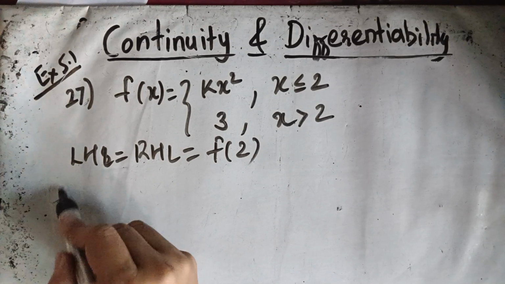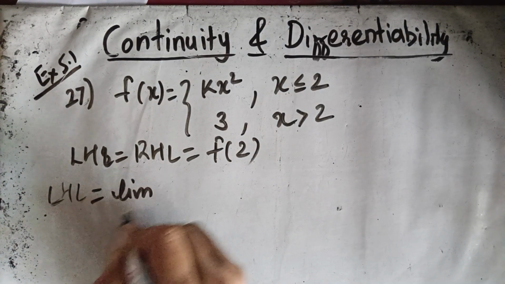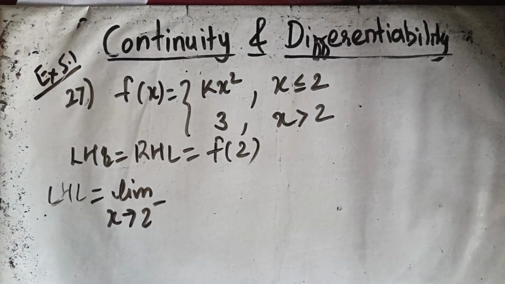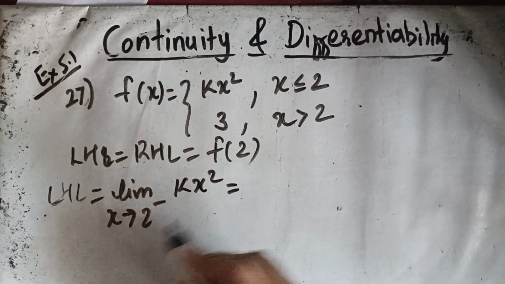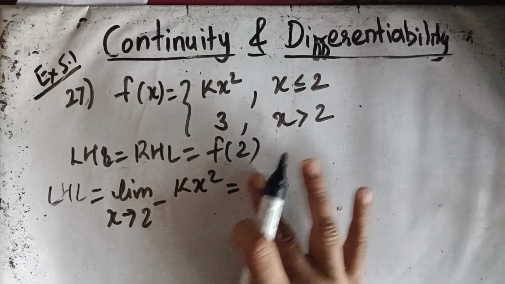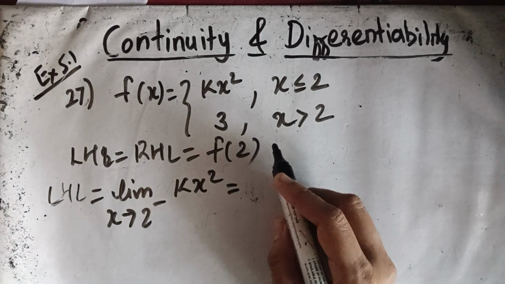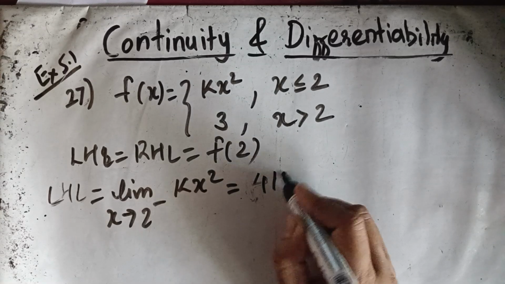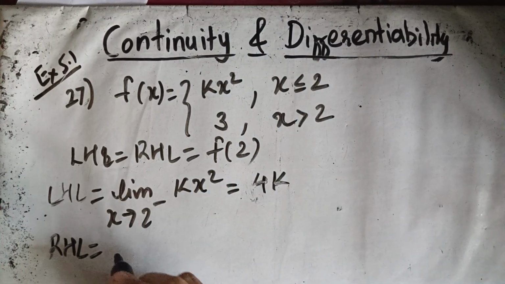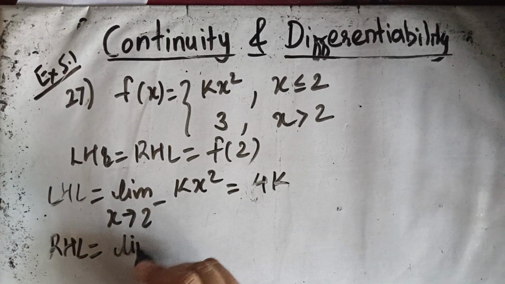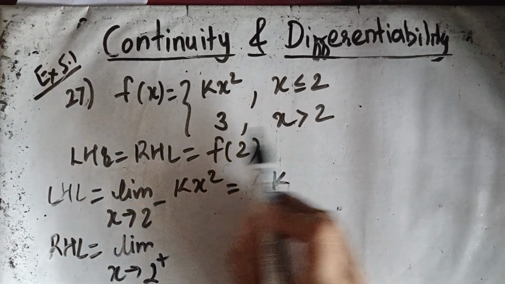So starting with LHL, limit as x tends to 2 minus. So you have to take this function kx square. In place of x you have to put 2, so it is 4k. RHL, the limit as x tends to 2 plus, is your 3.